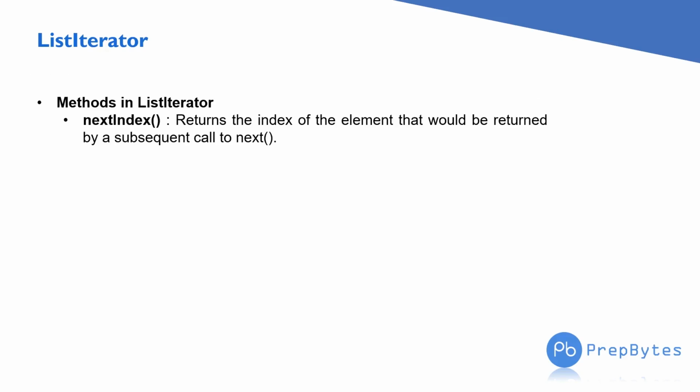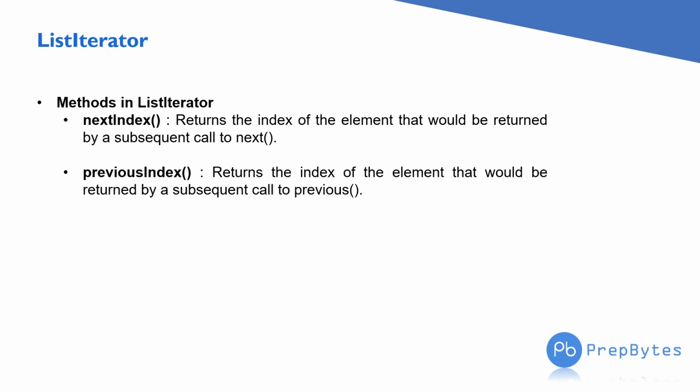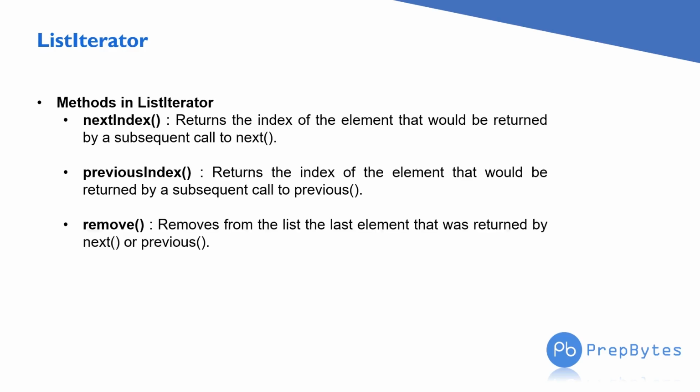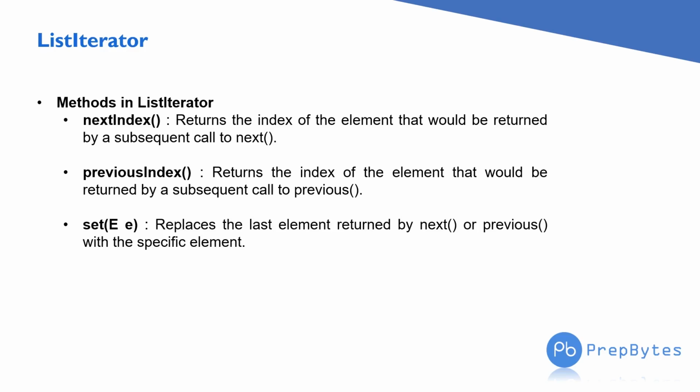The extra method we have is nextIndex. So now we can know the index of the next element. We could not know this in the case of normal iterators. We also have previousIndex, because we can move in the reverse direction, the index of the previous element. The next method is set. It replaces the last element returned by next or previous. So this is also a new method that was not in the iterator. And add, so it can insert an element also.